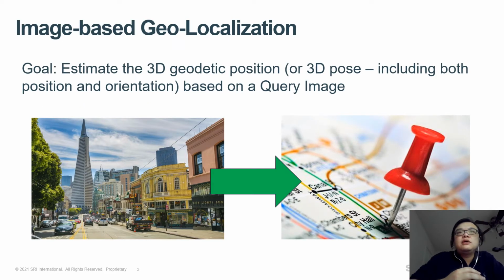This tutorial is about geolocalization, and we focus on image-based geolocalization. It means if we have one query image, we need to know where this image is taken. So the goal is to compute the 3D geodetic position of this query image. For some applications, it even requires computing the entire 3D pose of this query image. The 3D pose includes both position and orientation. So that's the definition of image-based geolocalization.